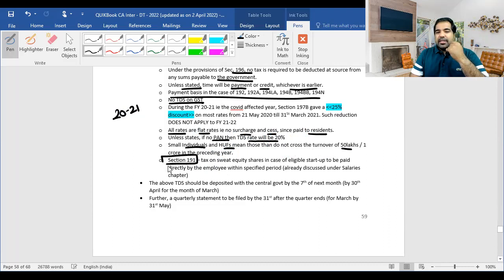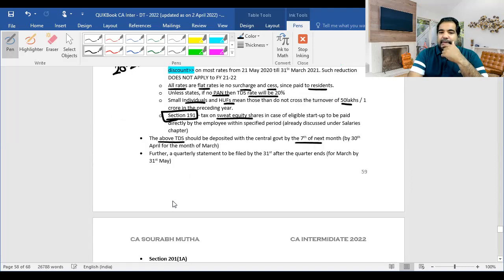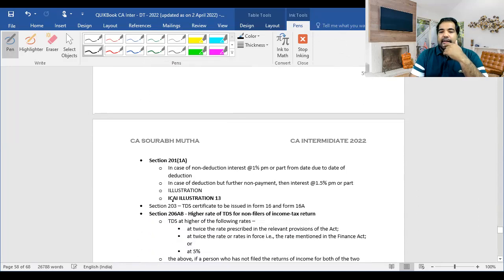Tax on equity shares, not important, guys, sweat equity shares, but tax on sweat equity shares has been discussed in salaries. When you get ESOPs, you don't need to pay tax immediately, you can pay later, but not so important for CA Inter. The tax should be deposited by the 7th of the next month, and a statement has to be filed. But if you pay late, there is an interest of 1% or 1.5%.